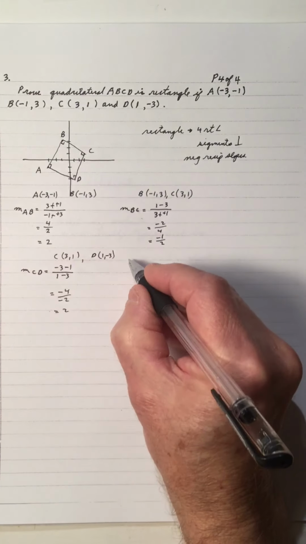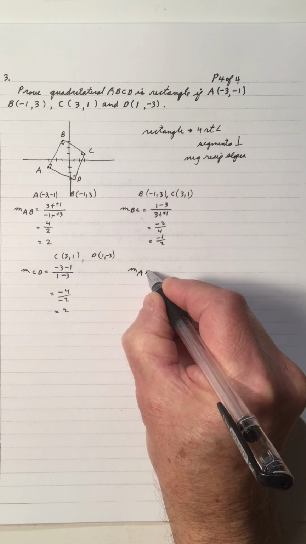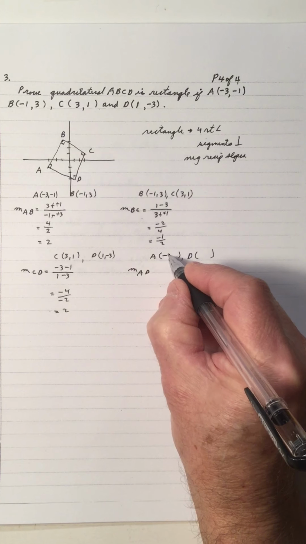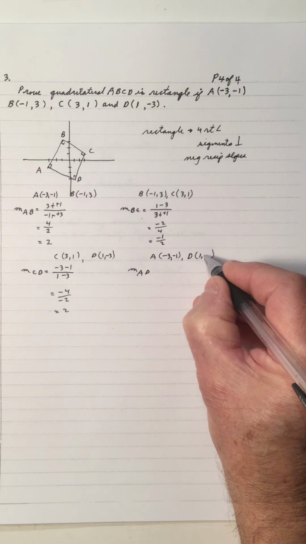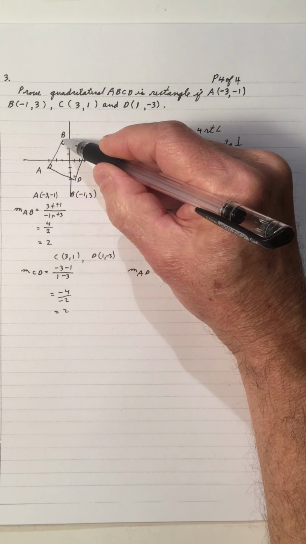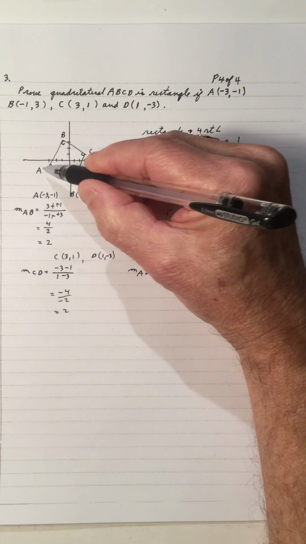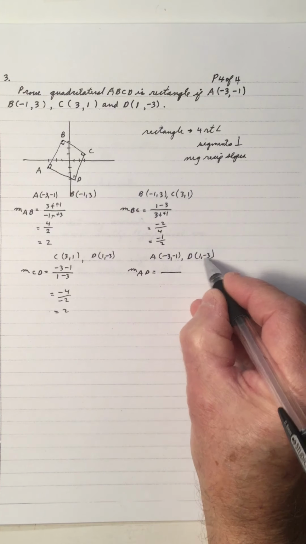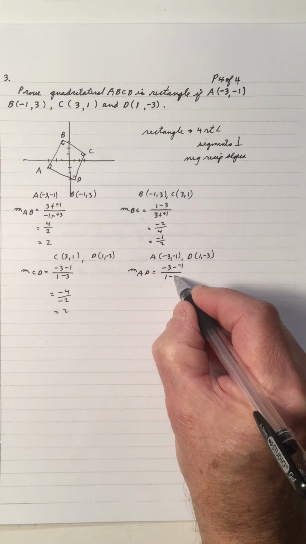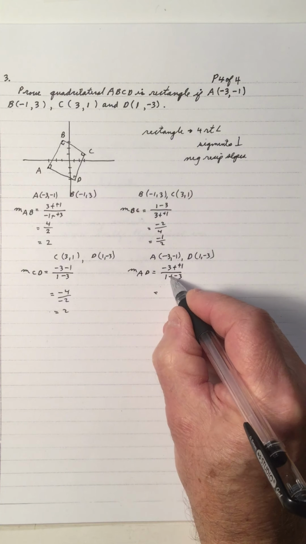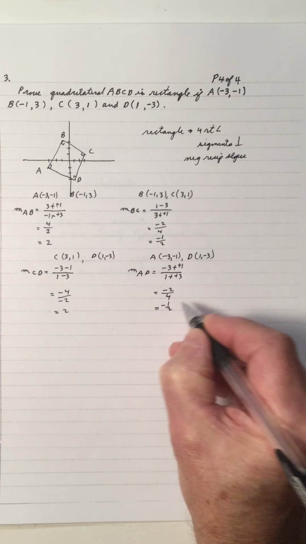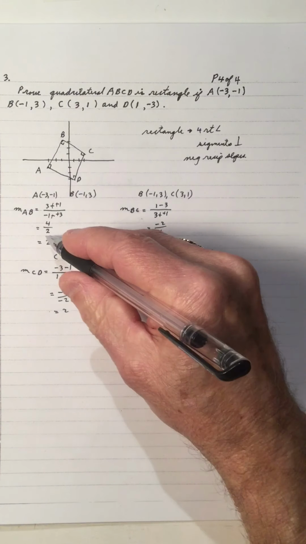The only other slope left is the slope of AD. Let's copy down what A is and D is. A is negative 3, negative 1. D is 1, negative 3. Notice I did AB, then BC, then CD, and now AD. I just went around in order. The slope is y2, negative 3, minus y1, which is negative 1, over x2, which is 1, minus x1, which is negative 3. Negative 3 and 1 is negative 2, 1 and 3 is 4, so that's negative a half. And you notice these are the same slopes, so they're parallel.